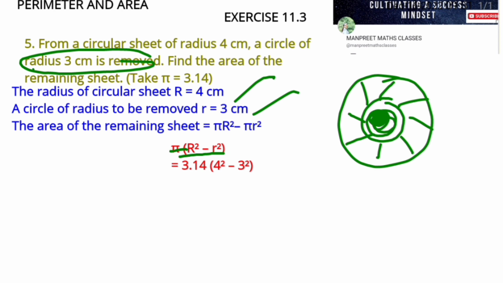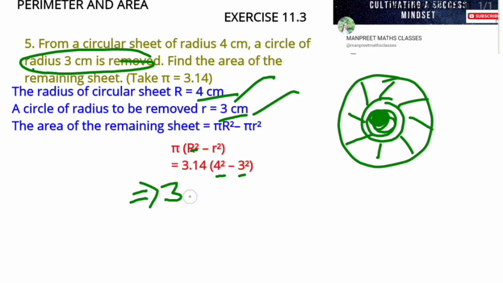Now we'll put the values. The value of pi is given to us as 3.14, so I have written 3.14. Next, capital R is 4, so I have written 4 square. Small r is 3, then 3 square. Now, next step, we'll solve it.